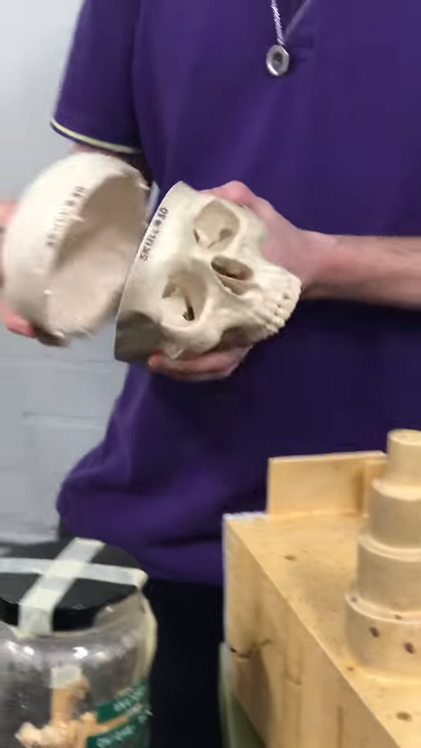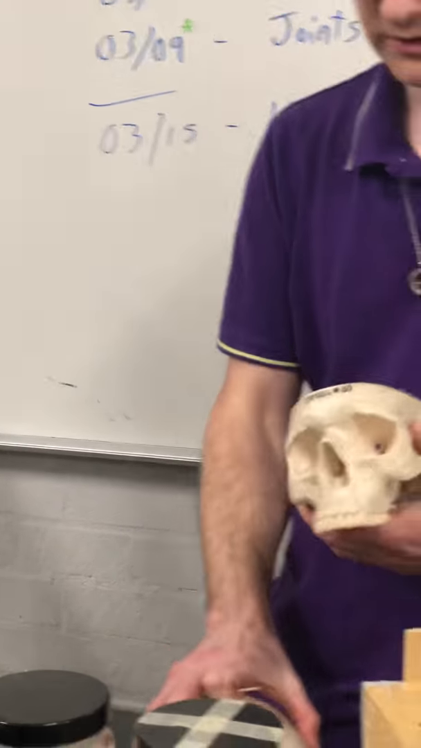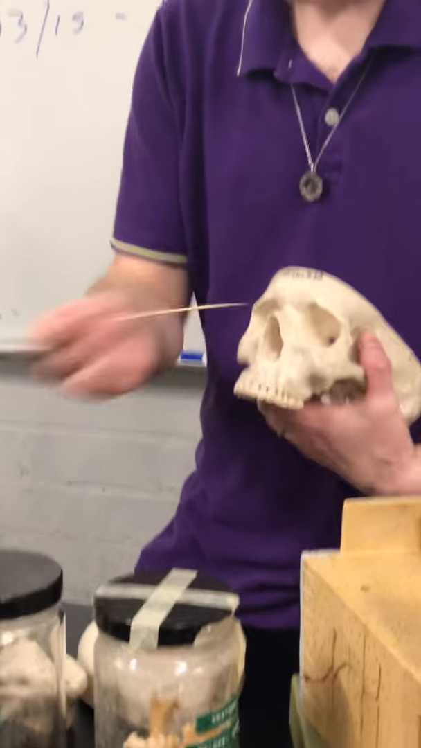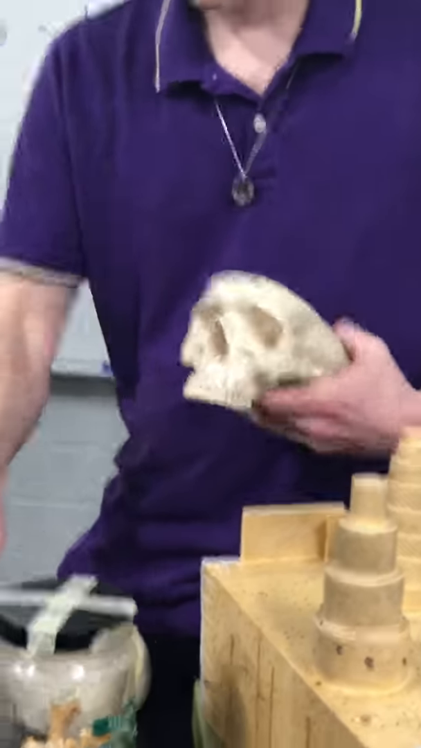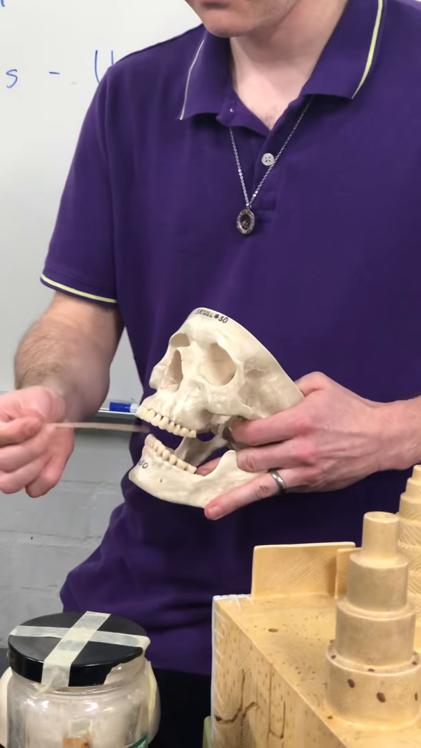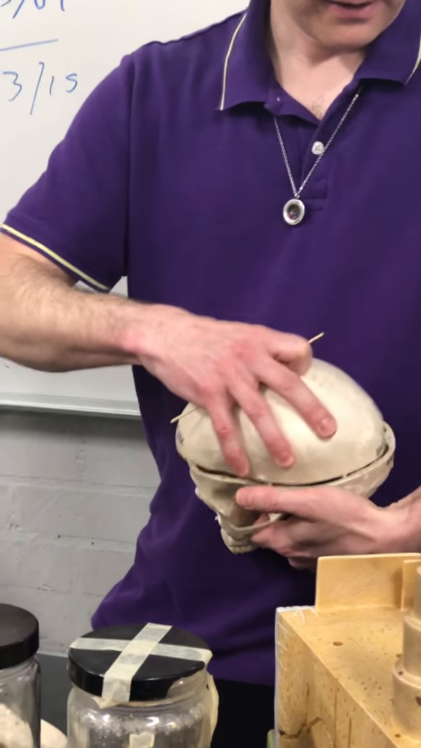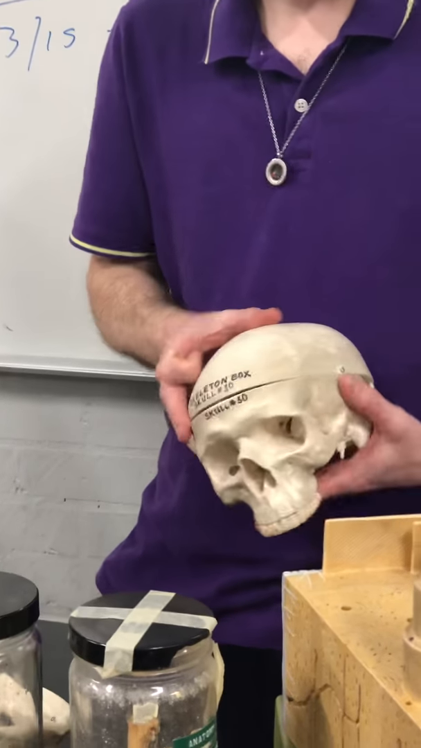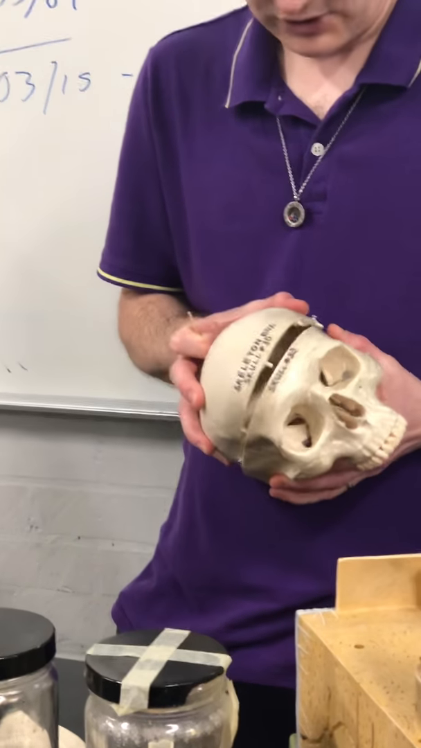Then you have the cavities, so this space here is the cranial cavity. You have the orbits, or orbital cavities, the nasal cavity, the oral cavity. And then there are also some of the sutures, which are connections between bones of the skull, you have to know the names of.